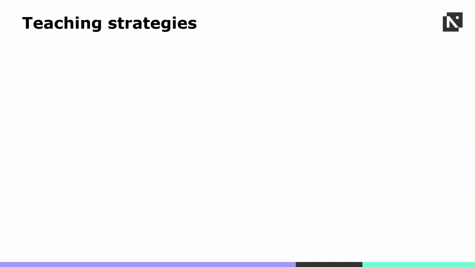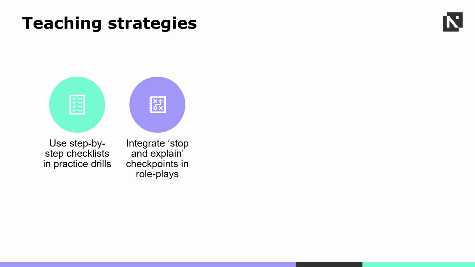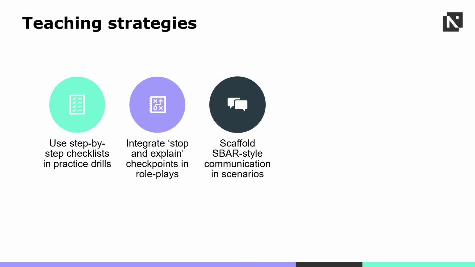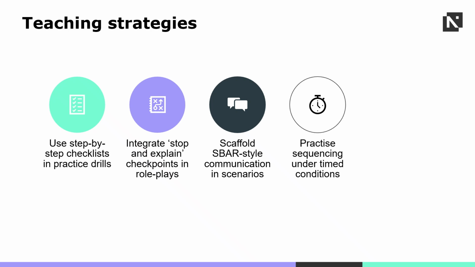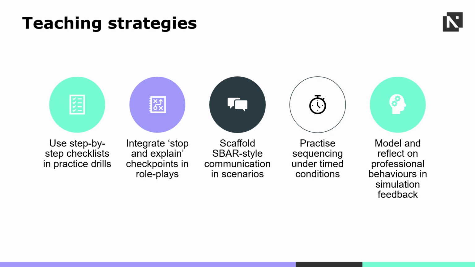So to build confidence in assignment 2B, use step-by-step checklists during practice to reinforce technical accuracy. In role plays, add stop-and-explain checkpoints where learners must justify their actions. Scaffold communication through SBAR or similar models. Give learners timed resequencing tasks to improve fluency under pressure, and always model professional behaviours, using reflective debriefs to highlight what was done well and what could be improved.